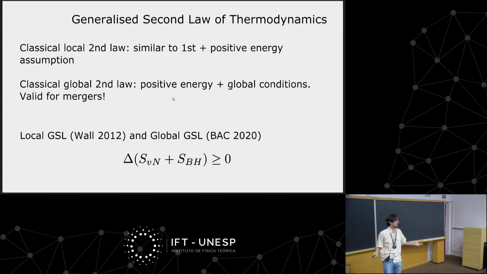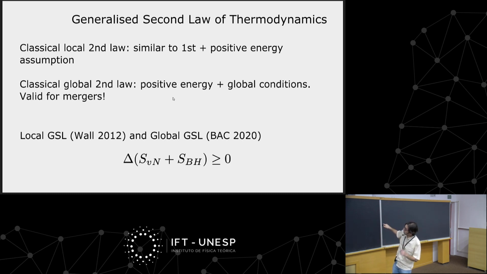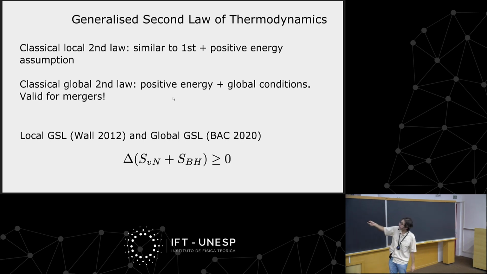Again, there are two versions of the second law. The local one is not very interesting. It's basically the same idea, but you assume positive energy, and you get non-decreasing areas. The global version, which is the area theorem that I mentioned in the beginning, is much more interesting. You do need to assume some positive energy conditions, plus some global conditions. But it's valid, and then the change in area is that global thing that I told you about. So it's valid for black hole mergers, whose gravitational waves we detect on Earth. No local version can capture that, right?